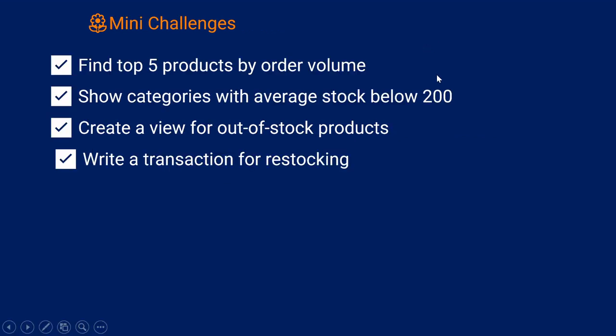Here are some mini challenges. Find the top 5 products by order volume. Show categories with average stock below 200. Create a view for out of stock products and write a transaction for restocking.